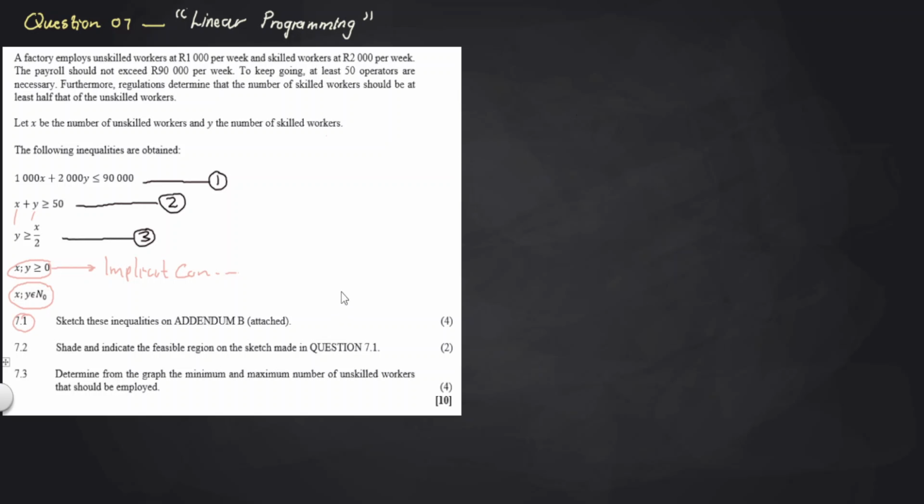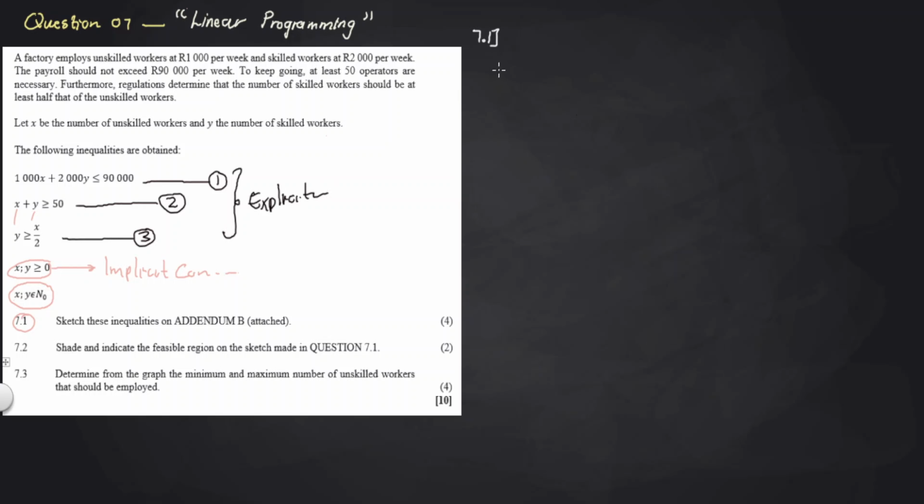7.1: sketch these inequalities on annexure B attached. All right, so 7.1, how do we sketch our inequalities? Now pay attention. You sketch your constraints by getting the x and y intercept for each constraint. Which constraints? The 1, 2, and 3, the explicit constraints. You're going to take your explicit constraints and solve by getting the x-intercept and then the y-intercept for each constraint. So let's do that.